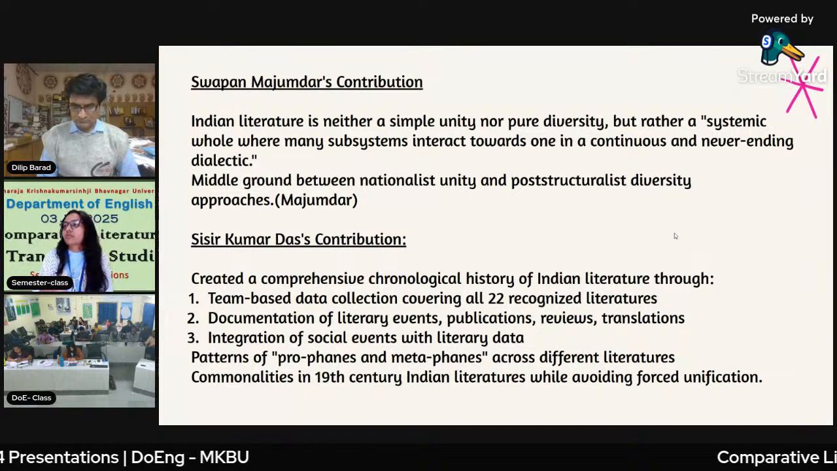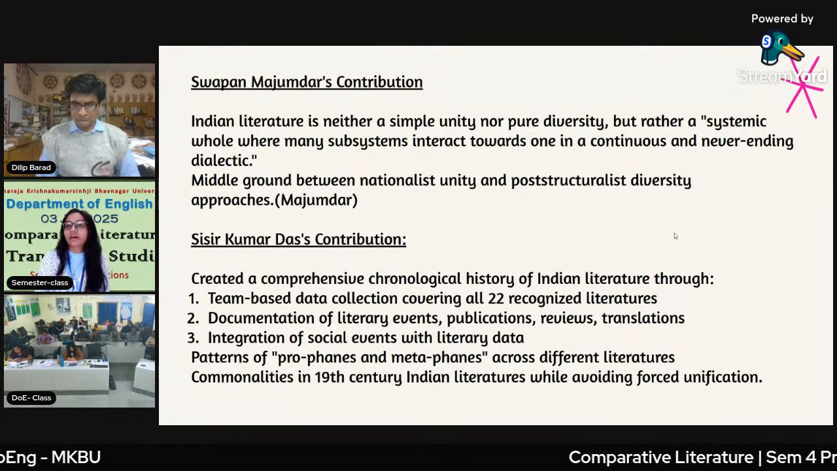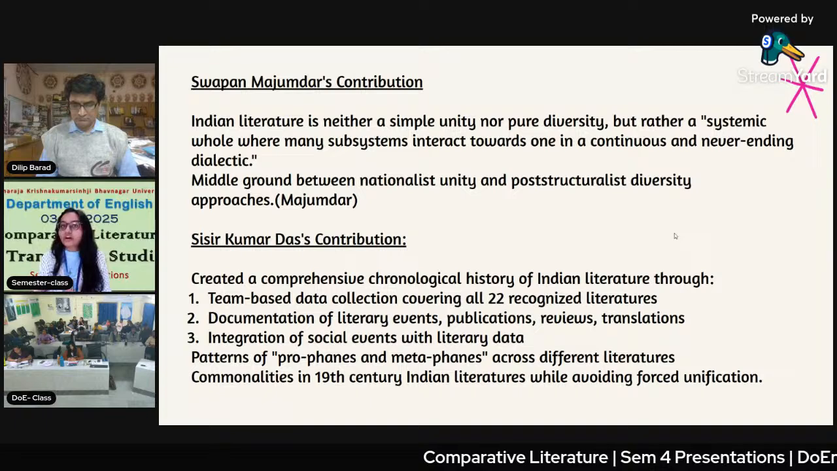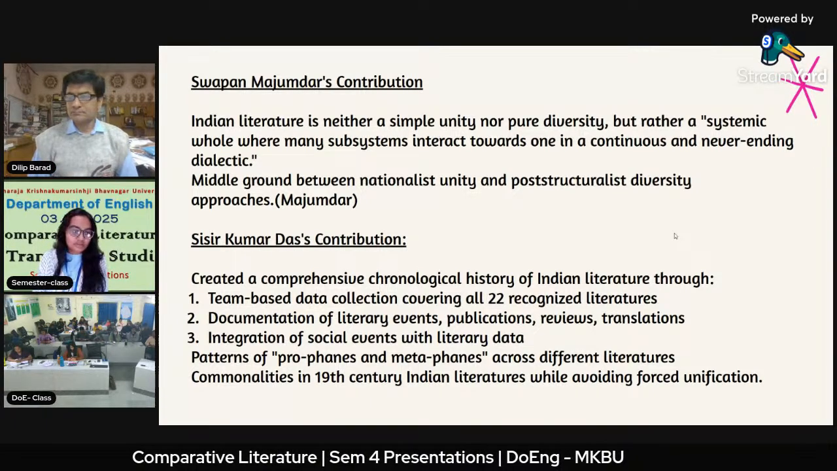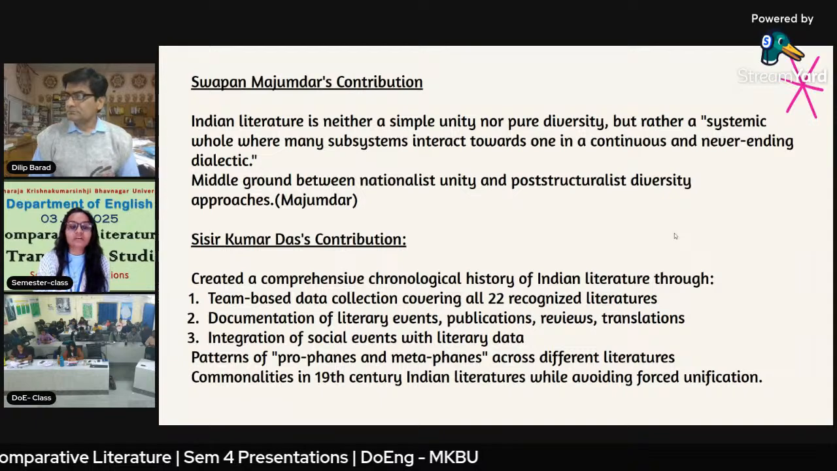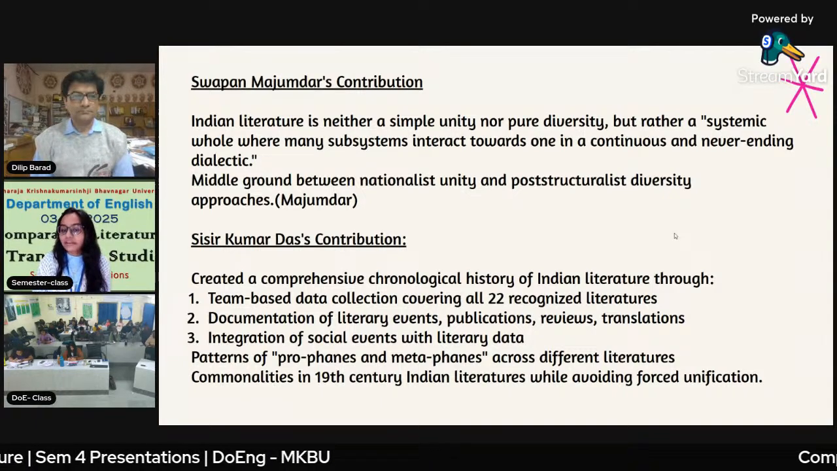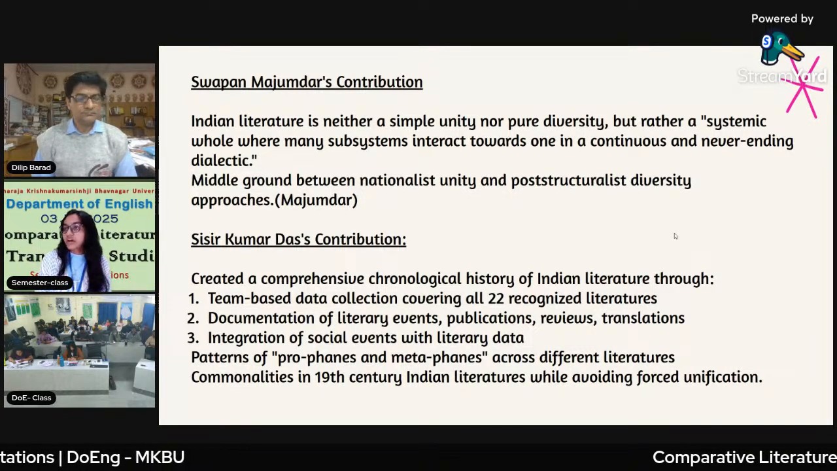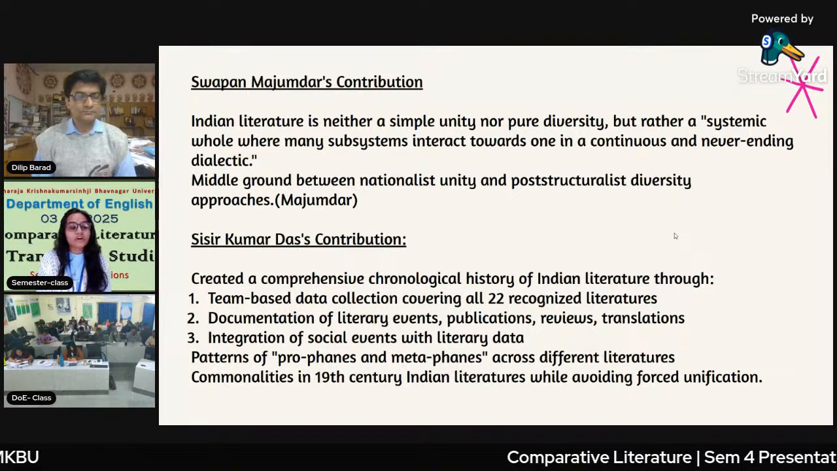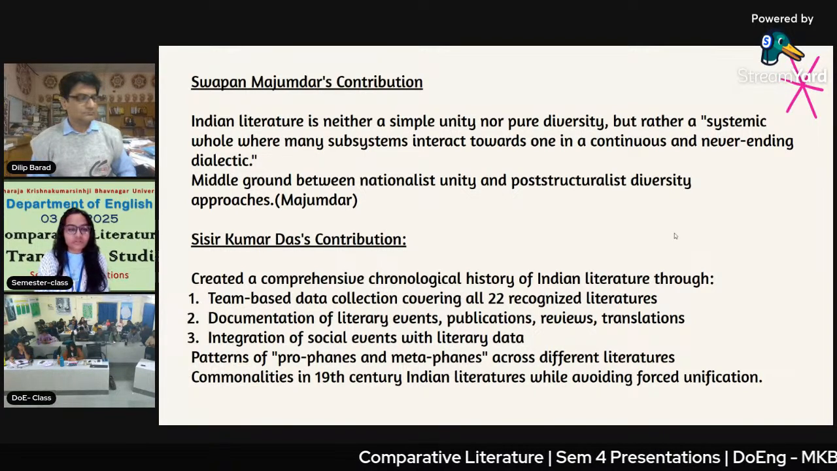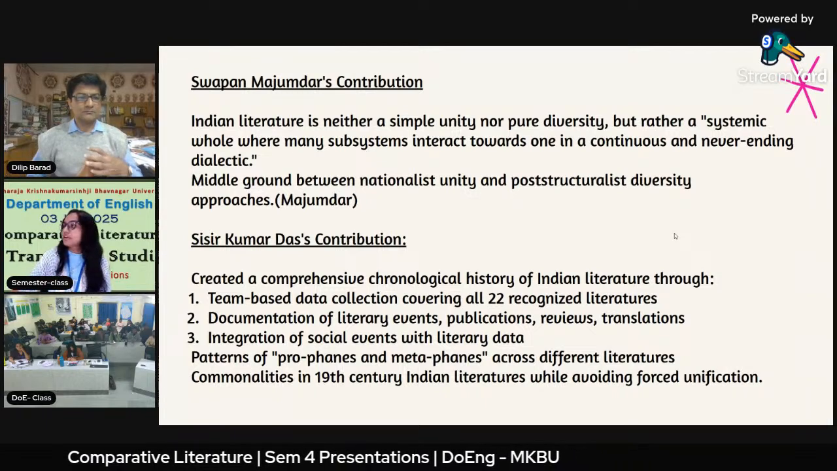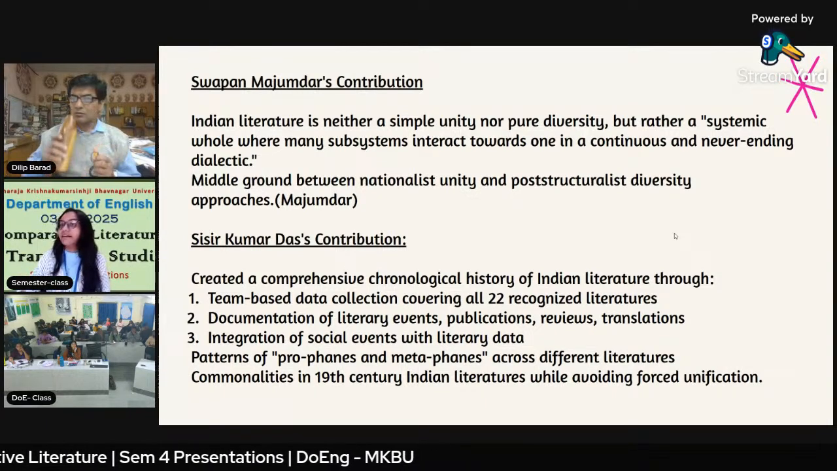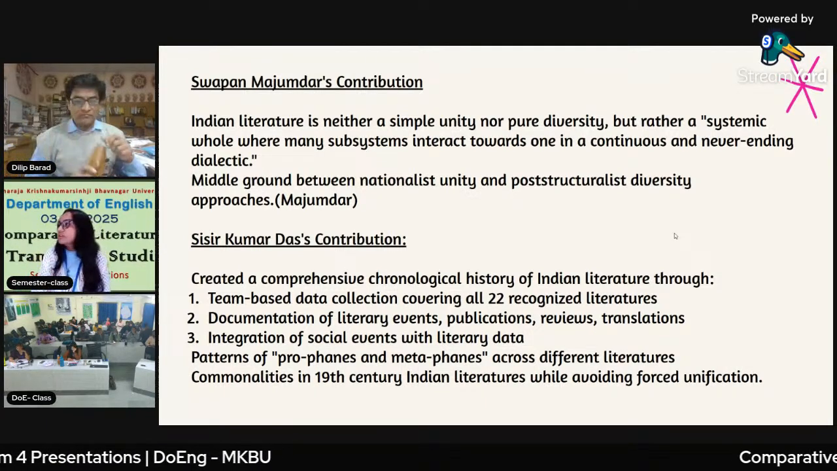Basically, Sisir Kumar Das is making a group of people who are interacting with each other to create, and finding a unity within the diverse Indian languages. They documented various literary events, publications, reviews, and translation. This framework also used the social events of literary events, for example, using fiction books, to show how partition is captured in various languages.